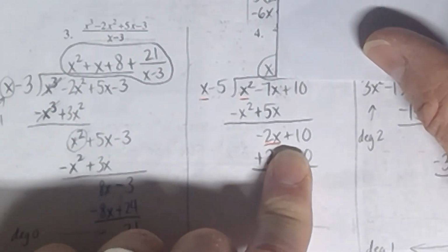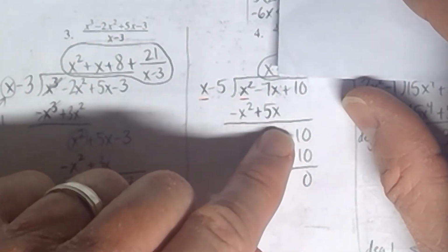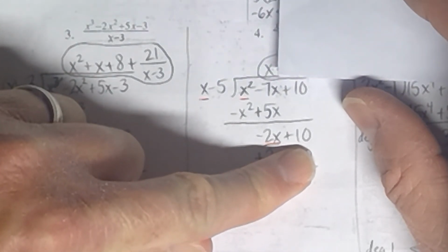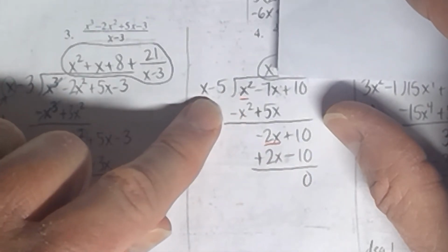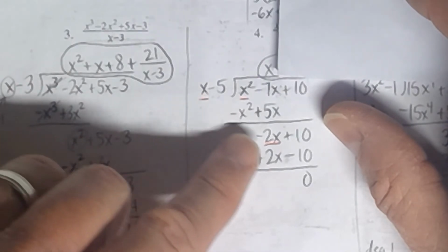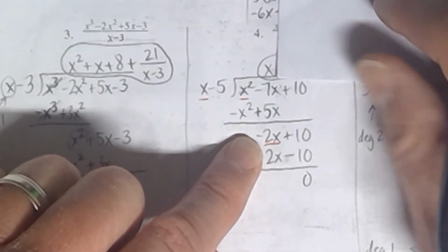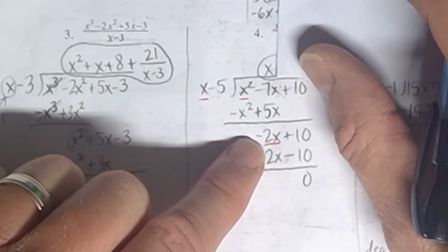Okay. And so this is a degree 1 polynomial right here, right underneath this line, because of the x to the first. So I still have to keep going because this outside part right here is degree 1. And so if this is degree 1, you're not done yet. It's got to be a smaller degree on your remainder underneath the line. All right, so we keep going here.